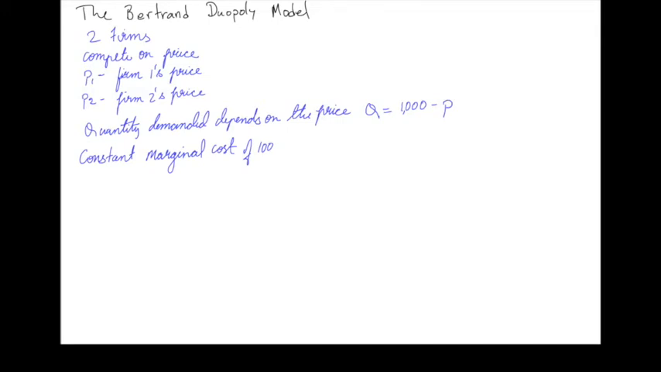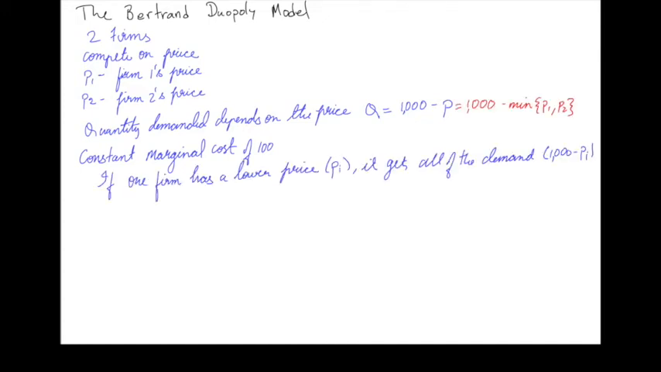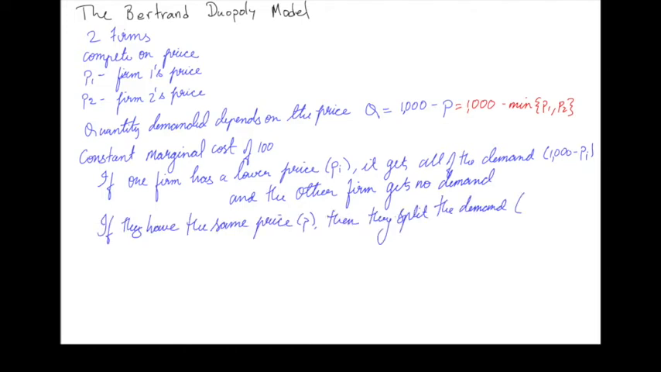Now what exactly is the price if the firms set the prices P1 and P2 respectively? It's going to be the minimum price. If one firm has a lower price, say Pi, it gets all the demand. So 1,000 minus Pi is the demand that that firm gets to serve, and the other firm gets no demand. If they have the same price, let's say P, then they just split the demand. So each gets (1,000 minus P) divided by 2, where P is the common price.